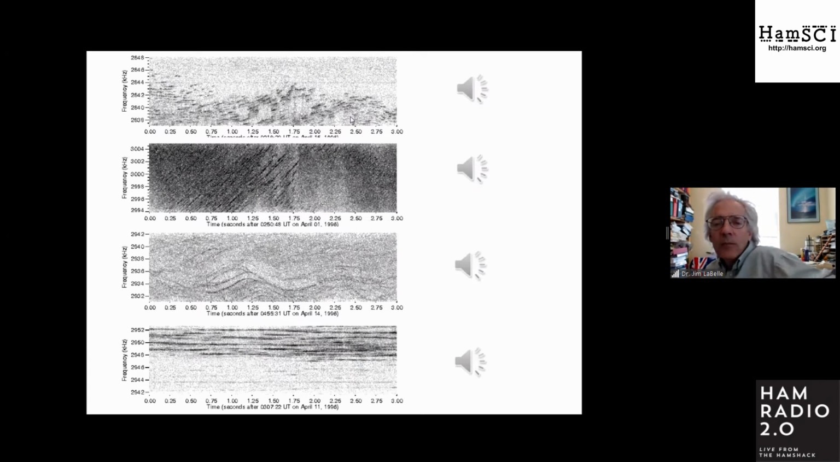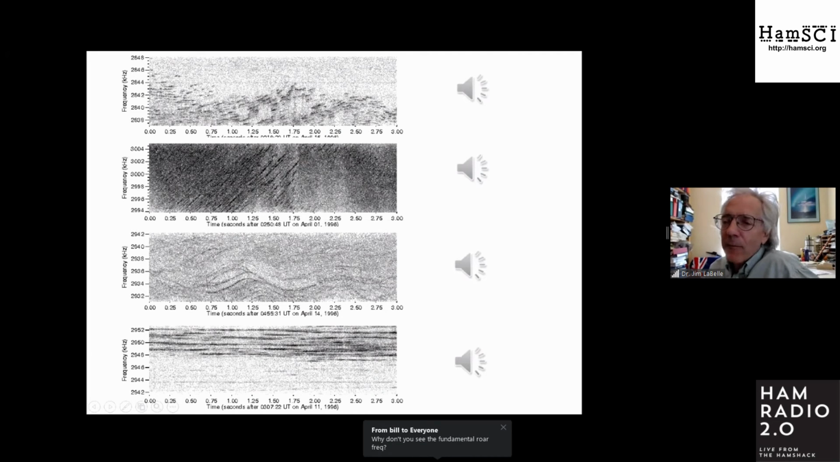So here are some typical, remember, these are just little snapshots of the aurora emission. These are 10 kilohertz audio bandwidths that are selected from inside of the aurora emission, which itself is 100 kilohertz wide, but we take little sections of it. Let's listen.